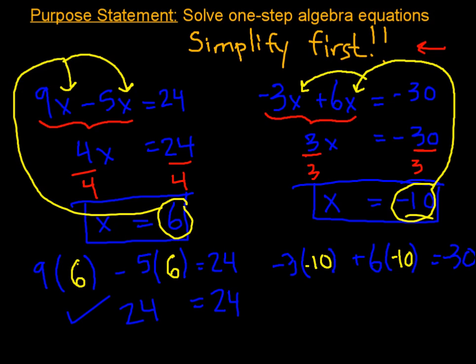Okay, so notice what we get. We have that 30 plus negative 60 equals negative 30. Positive 30 plus negative 60 is negative 30, and so that does equal negative 30. Our answer checks out. Okay, so hopefully that was a good review of what we did in class for you.